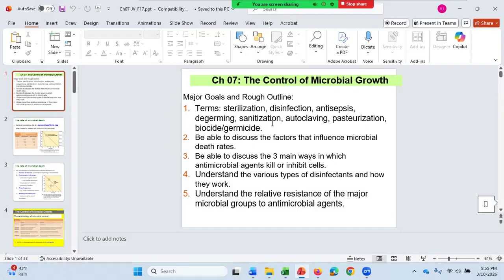And then 2, be able to discuss the factors that influence microbial death rates. 3, be able to discuss the 3 main ways in which antimicrobial agents inhibit or kill cells. 4, understand the various types of disinfectants and how they work. And 5, understand the relative resistance of the major microbial groups to antimicrobial agents. Any question about what we're going to do in this lesson?